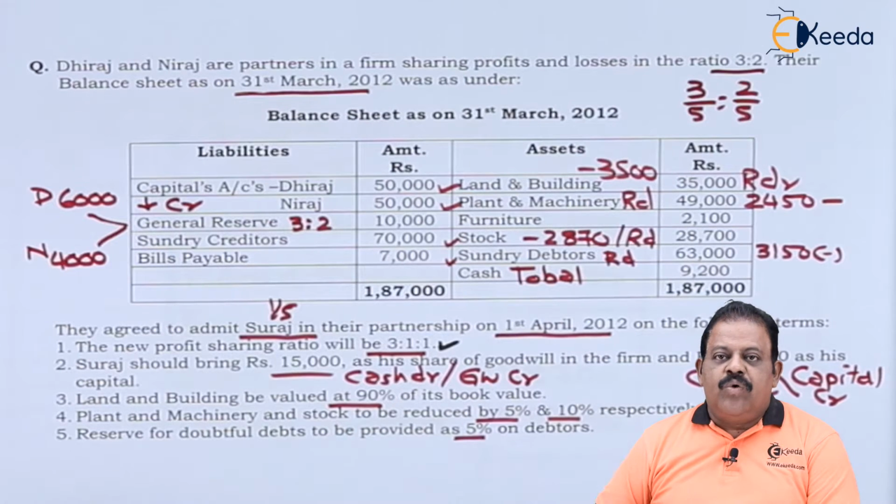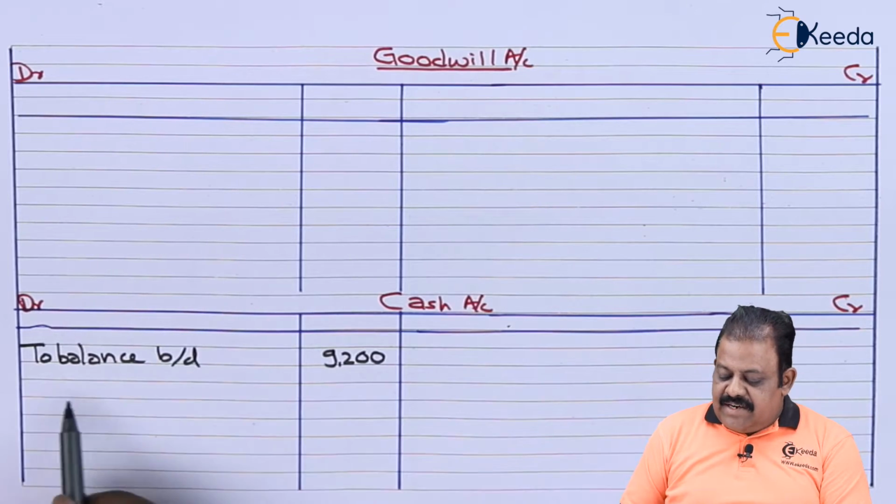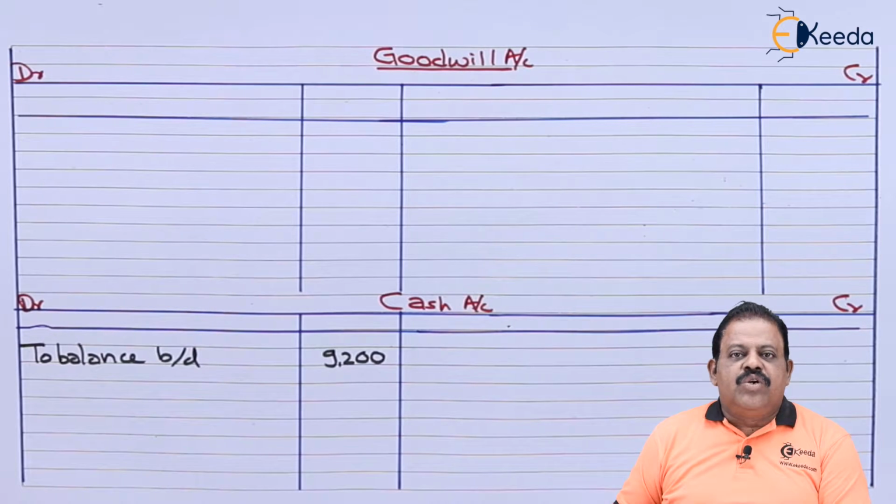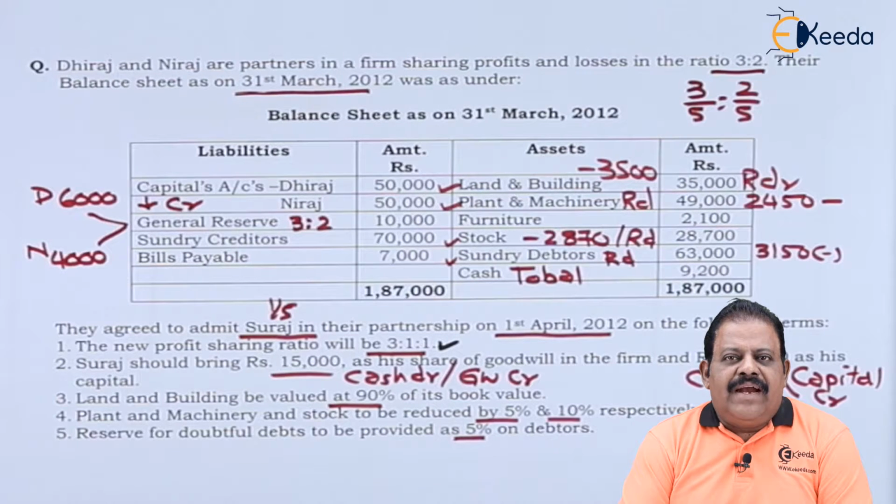Cash 9,200 will be transferred to the cash account. Cash account, debit side, to balance brought down 9,200. We have recorded all items from the balance sheet. Let us start doing the adjustments.